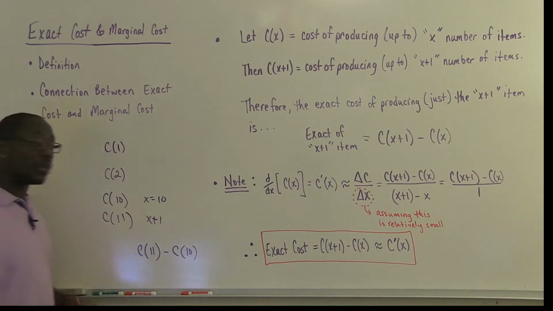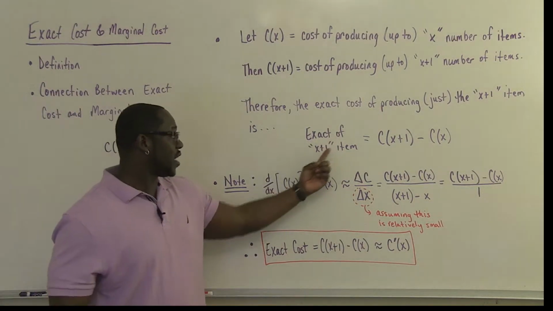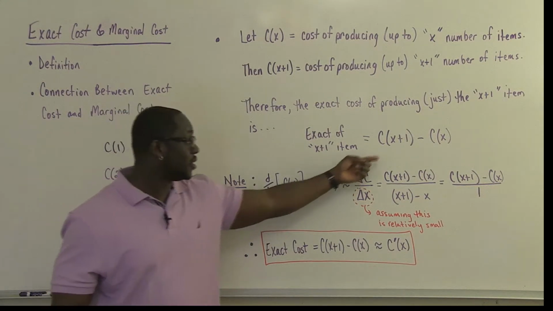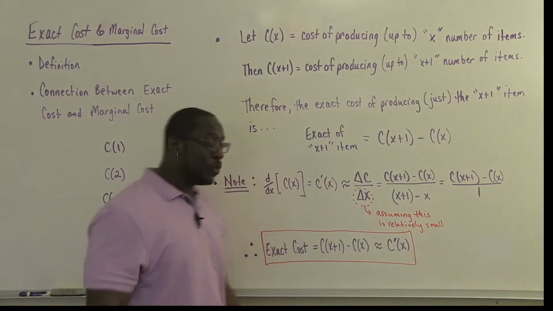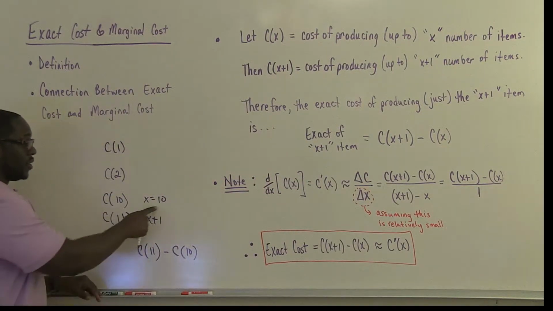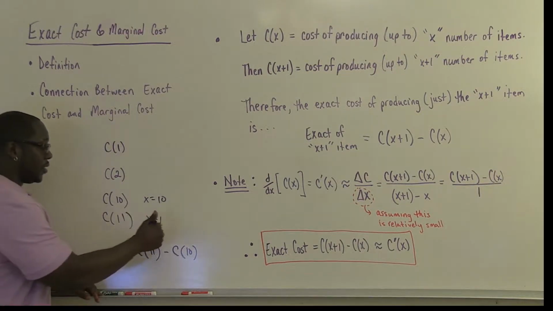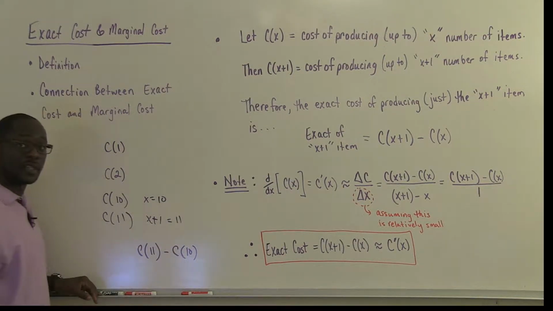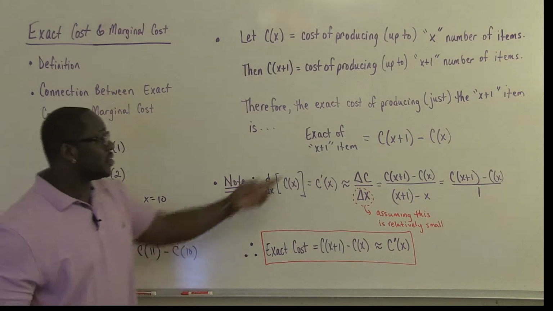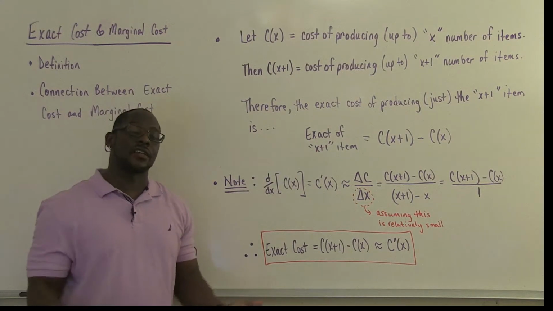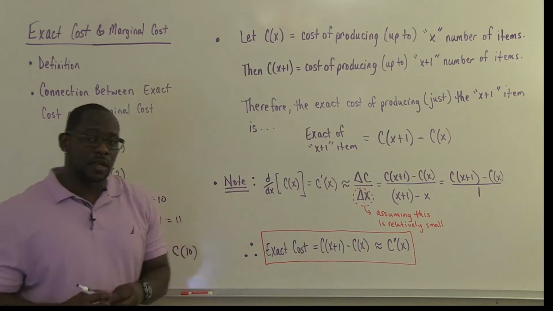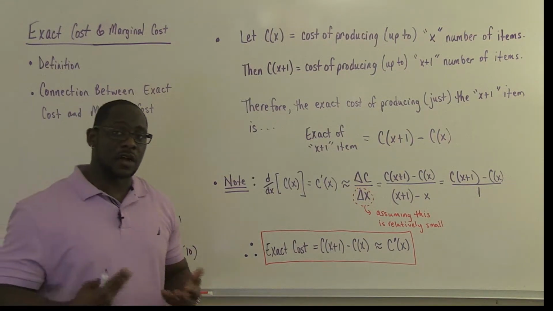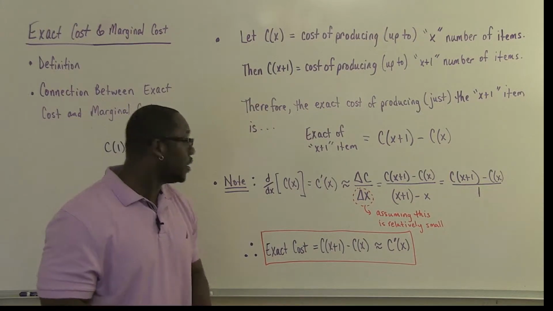So looking at that in a more general sense, we say the exact cost of the X plus 1 item is just C of X plus 1 minus C of X, where in this concrete example, the X is 10 and the X plus 1 is 11, okay? And so this is how we can find out the exact cost of a particular item if the way the cost function is defined is that cost is cumulative, okay?